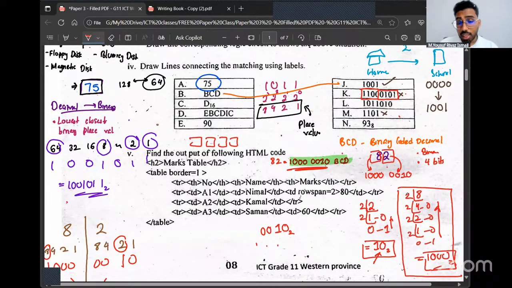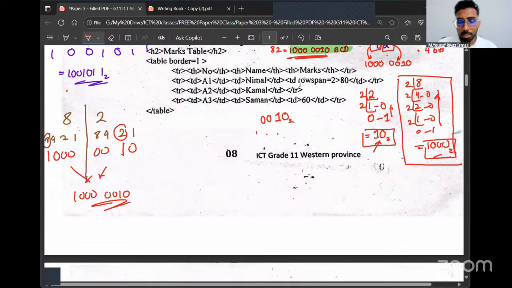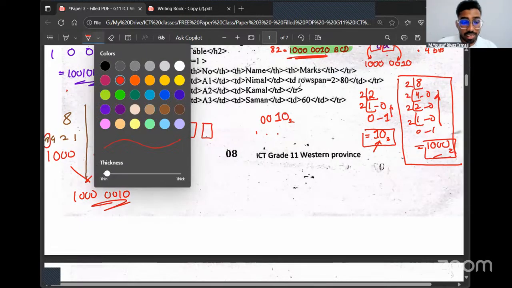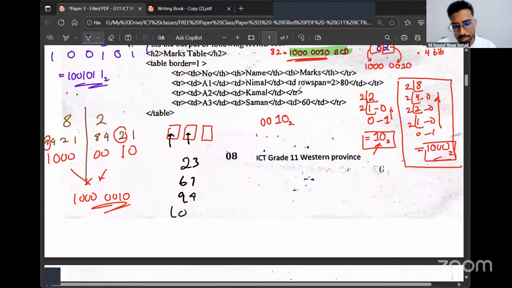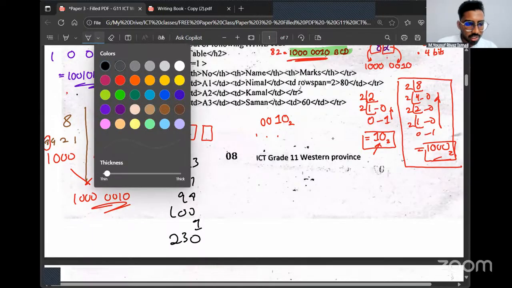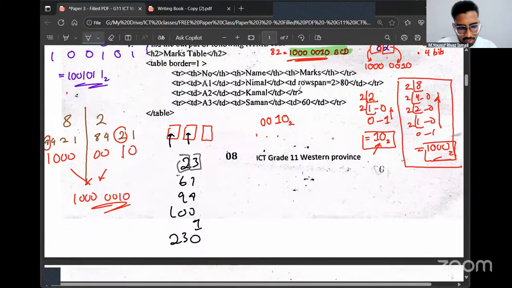That's fine for K. But the problem in K is this: BCD is used to represent each decimal digit in binary, right? So if you take a decimal number, we have these digits. What is the largest number each digit can be? If I ask you to write a decimal number, these are all decimal numbers. Each of these is made of digits. This is one digit, this is another digit. These are all digits, right?